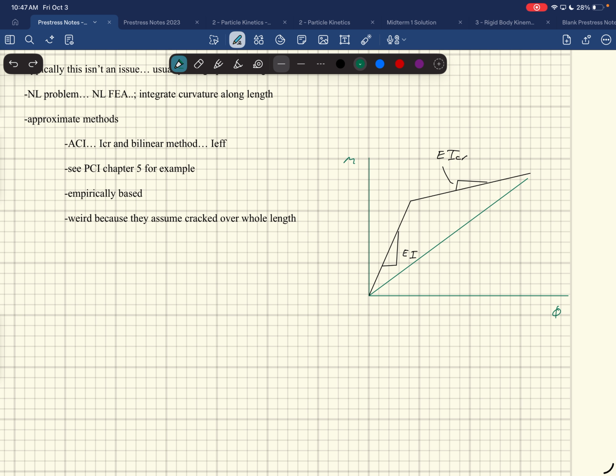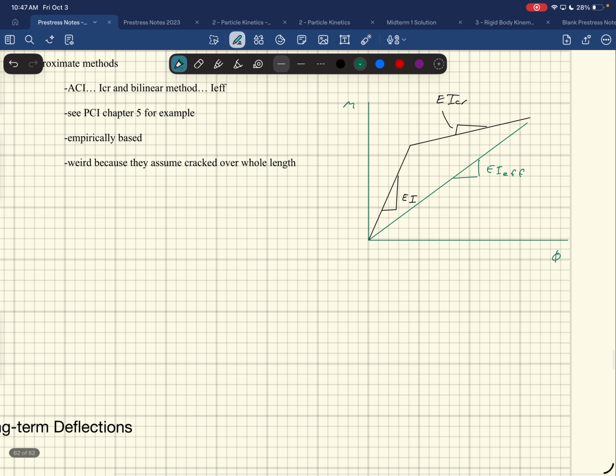I'll stop showing there. This slope here would be EI effective. I think most people would do the EI effective one if it's cracked, right? But again, you're not going to end up in this realm very often. But if you do, you could do that.